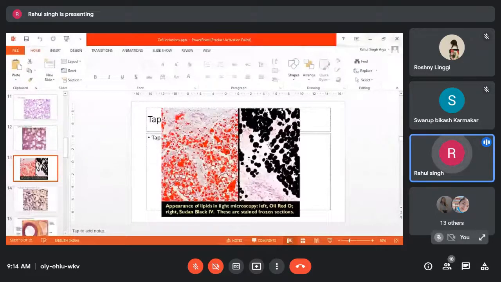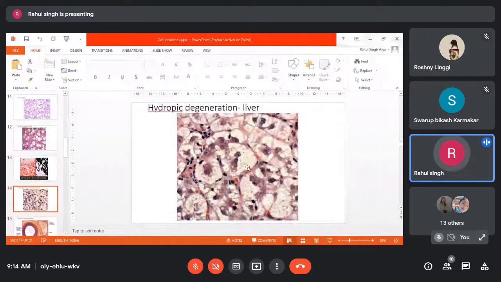Here we see hydropic degeneration in the liver cells, and it is very different. Hydropic degeneration is an advanced stage of the cellular swelling. The sodium potassium pumps will fail, sodium will enter inside the cell and will bring water with it, and when the water comes, the cytoplasm becomes hazy. The excessive water in the cell leads to cellular swelling. So that is the stage of cellular swelling. Now this is the advanced stage.